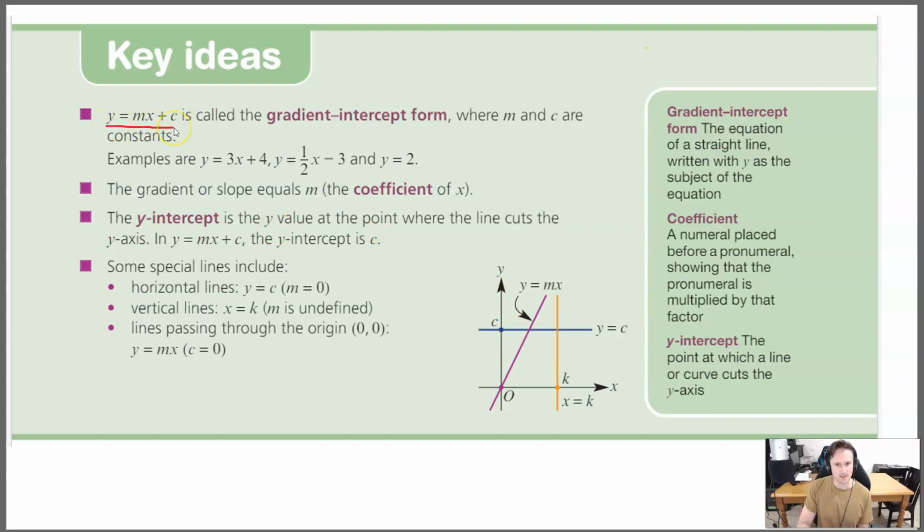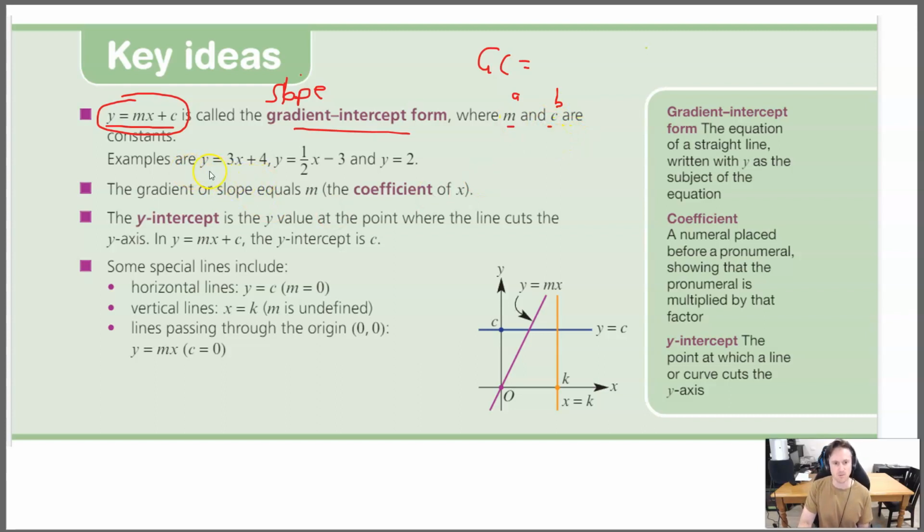y = mx + c is called the gradient-intercept form or the slope-intercept form. So if you ever see in a book or question, use the slope-intercept form or the gradient-intercept form, it's referring to y = mx + c. Now, m and c are constants, and in your graphics calculator, they're often used as a and b instead of m and c, but it doesn't really matter. It's still the same thing.